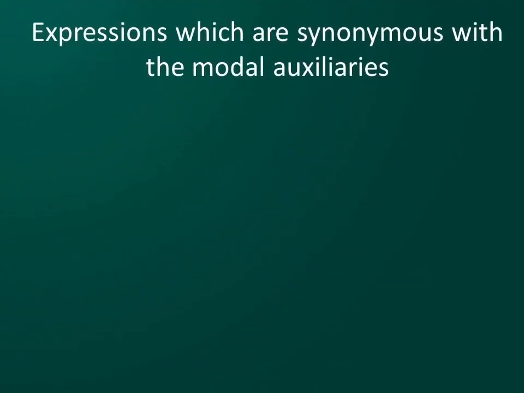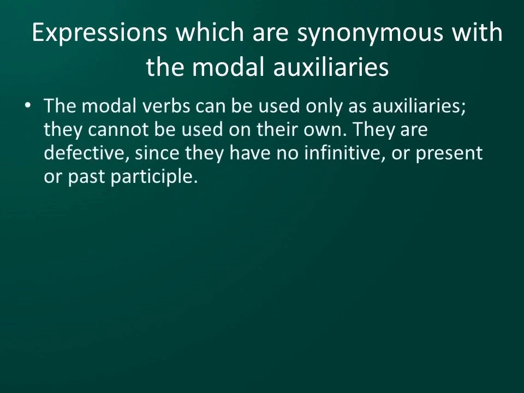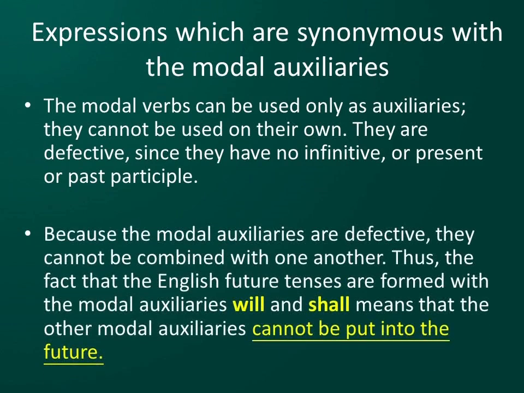Expressions which are synonymous with the modal auxiliaries. The modal verbs can be used only as auxiliaries. They cannot be used on their own. They are defective, since they have no infinitive, or present, or past participle. Because the modal auxiliaries are defective, they cannot be combined with one another. Thus, the fact that the English future tenses are formed with the modal auxiliaries will and shall means that the other modal auxiliaries cannot be put into the future.